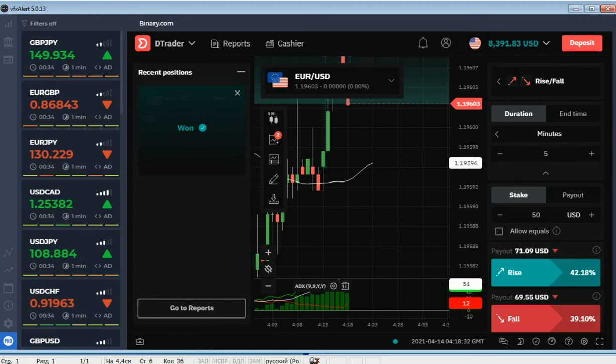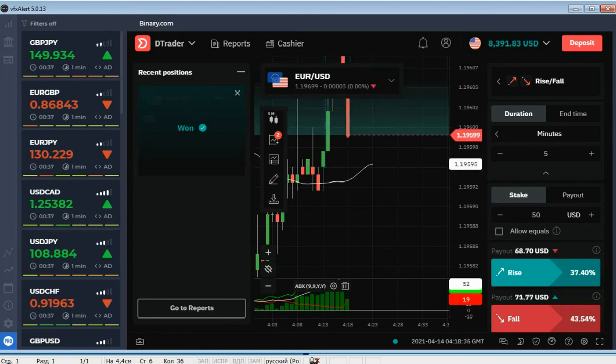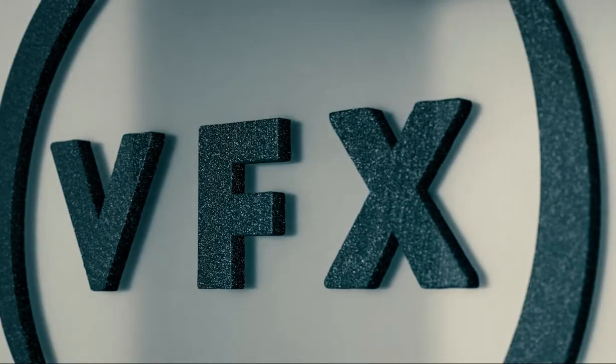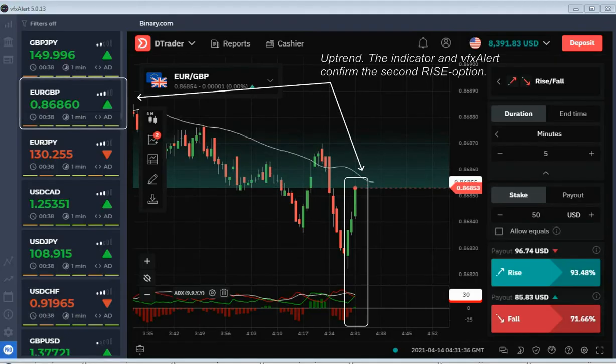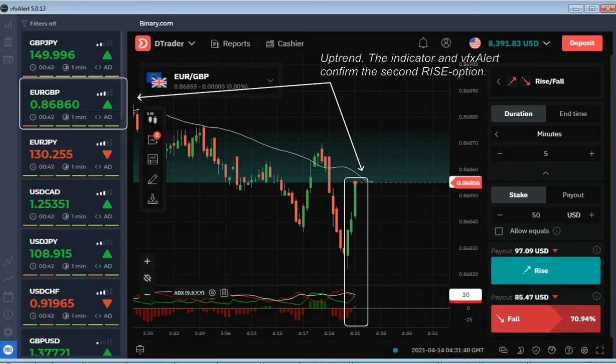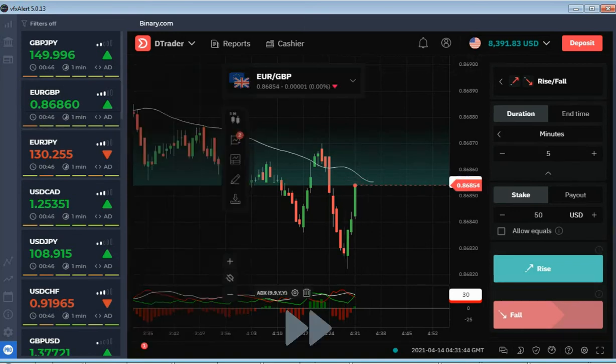The second option is a plus again. We end the trading session. The trend has reversed, the histogram changes color. Second rise option on ADX signal and VFX Alert.